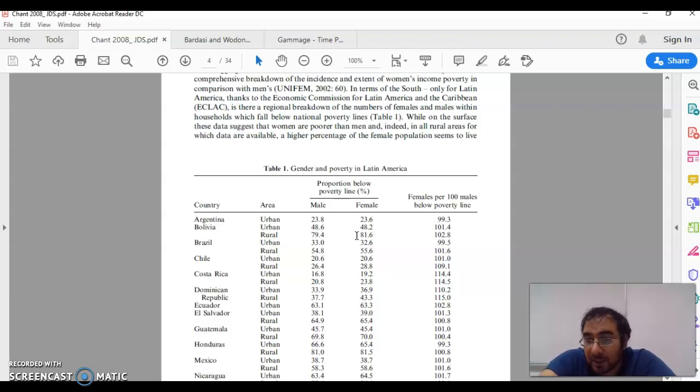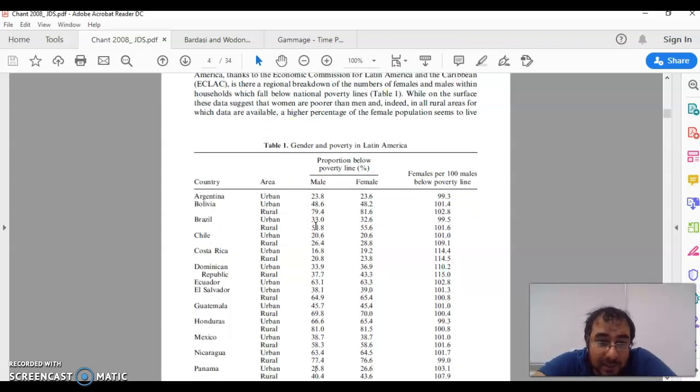If relatively the families with more male members are more likely to be poor, then you will see more males as a percentage below the poverty line. So what is the result? Well, let's see the results. This is the Latin American countries.